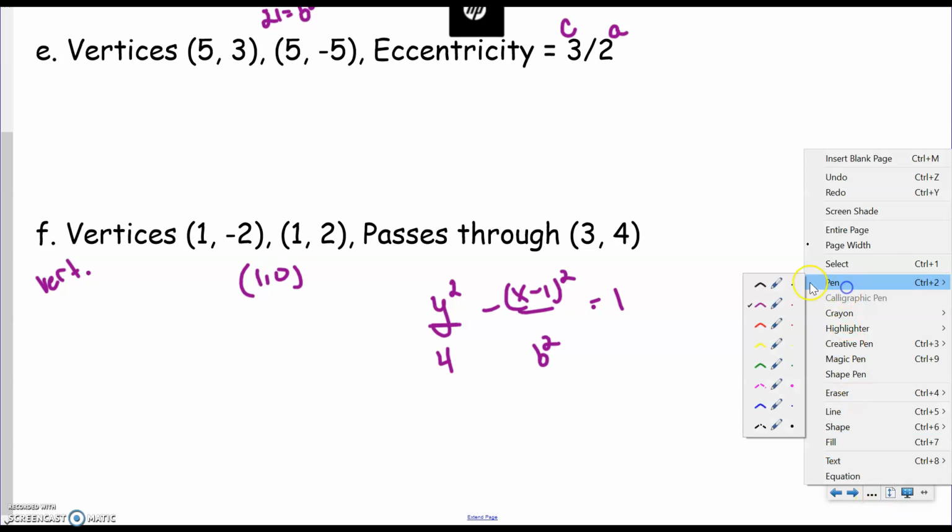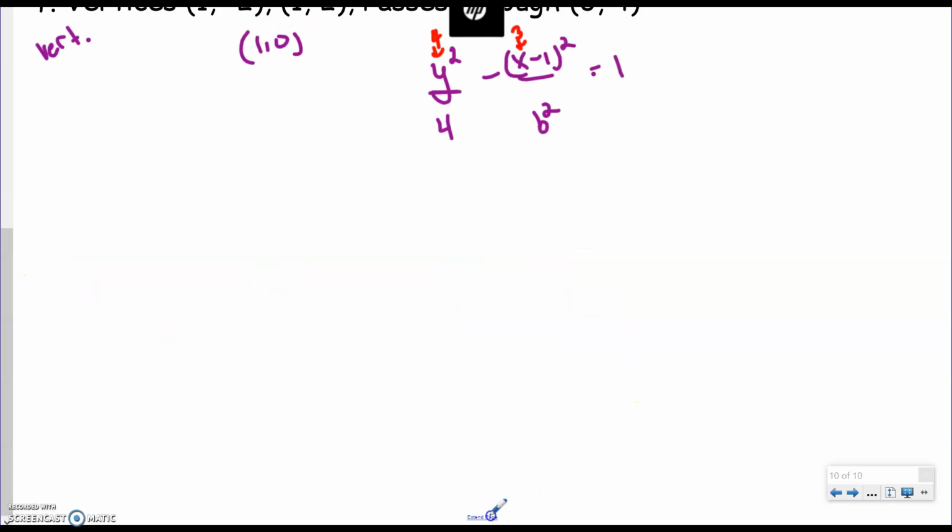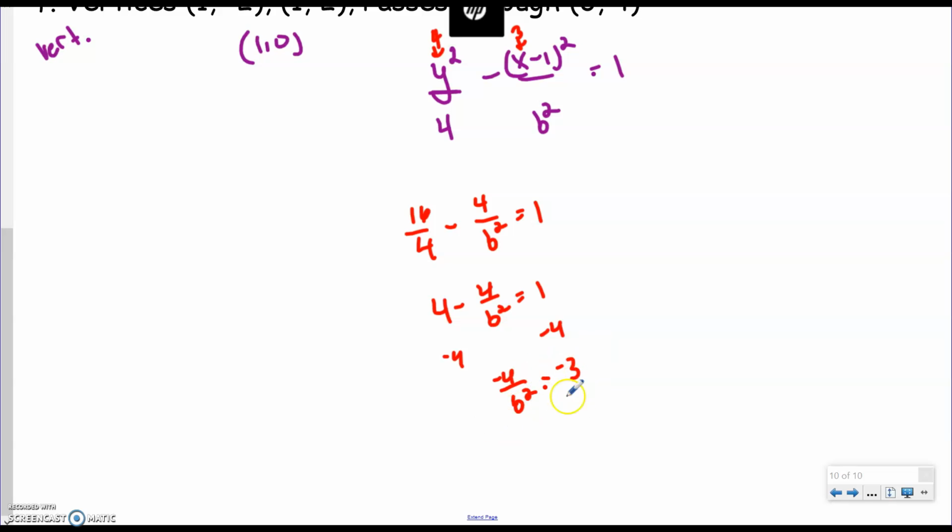They do give me a little bit more information. So I'm going to plug 4 in for that Y, and I'm going to plug in 3 here. So 4 squared is 16 divided by 4. And 3 minus 1 is 2 squared, which is 4, over b squared equals 1. So if I simplify this and solve for b squared, and then I'm going to multiply by b squared, so I get negative 3b squared. So b squared is really 4 over 3. Okay, 2 negatives make it a positive.